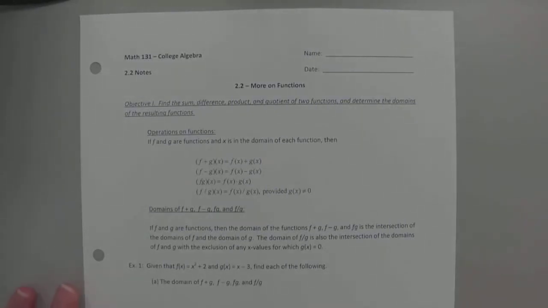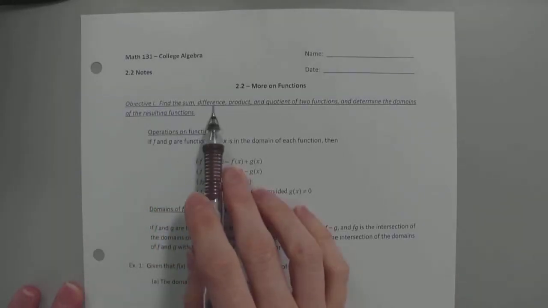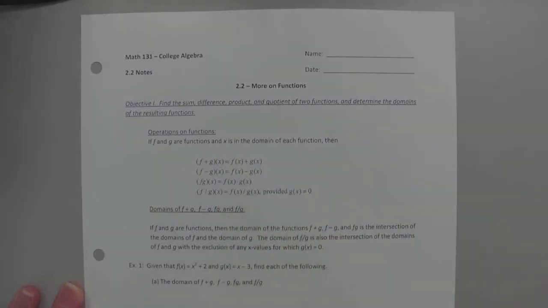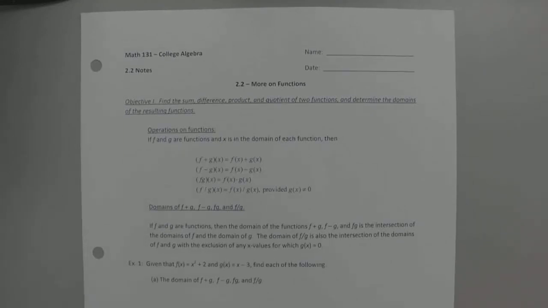So it says, objective 1, we're going to find the sum, meaning we're going to add. We're going to find the difference, meaning we're going to subtract. We're going to find the product, meaning we're going to multiply, and the quotient of two functions to come up with a new function. That part's the easy part. The hard part, guys, is once we come up with that new function, stating the new function's domain, okay? So it says domains of f plus g, f minus g, f times g, and f divided by g.